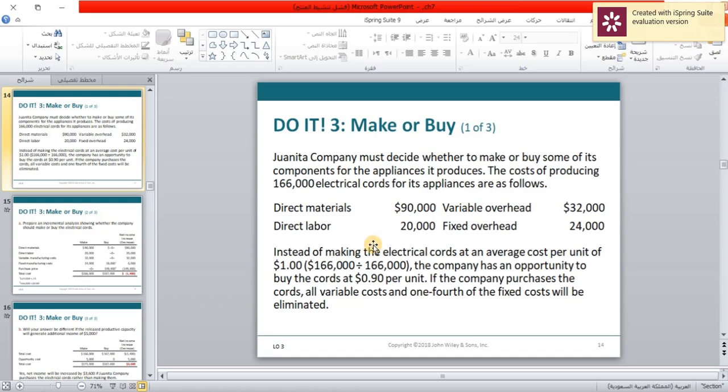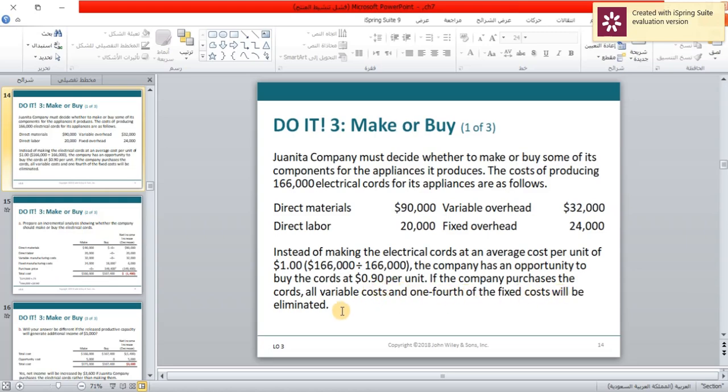Total cost 166,000 divided by 166,000 units equals $1 per unit. This is the production cost per unit, $1. Now the company has an opportunity to buy the cars at $0.90 per unit. The company can buy the cars at the price of 90 cents per unit.